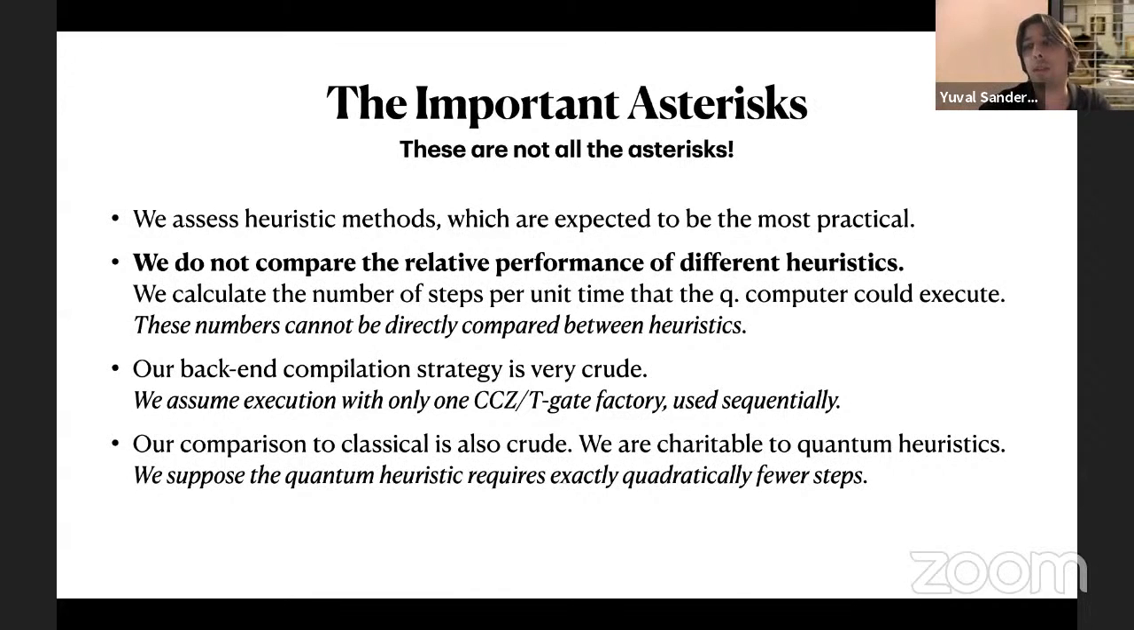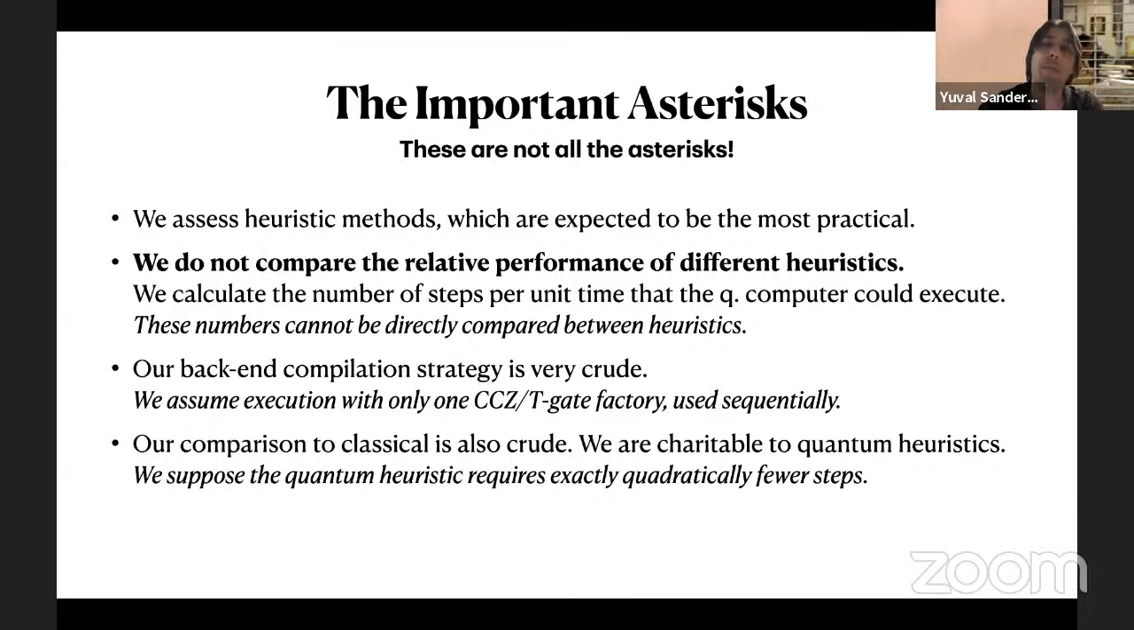So what that basically means is that the numbers that you see cannot be directly compared between different heuristics. So again, I'll make that point a bit later because it is quite important. Now, given that this is a compilation workshop, I really need to be clear that our backend compilation strategy is extremely crude. So all we're doing is we're taking algorithms, counting the Toffolis or the CCZs or the T-gates or whatever your preferred non-Clifford gate is, and we're assuming that this is going to be executed with one so-called factory and it's going to be used sequentially. So for those who are aware of how surface code compilation works, then this will make sense. For those who aren't, just imagine that this is an extremely crude way to cost out things.